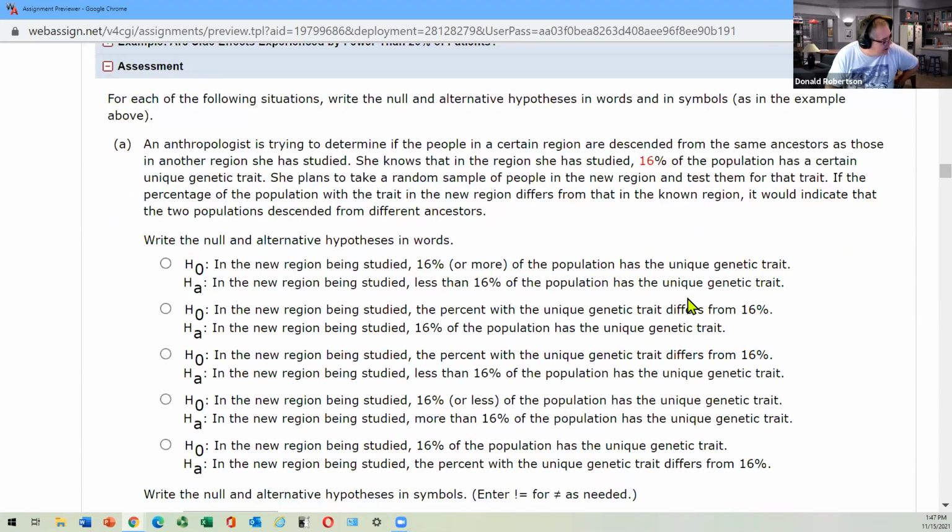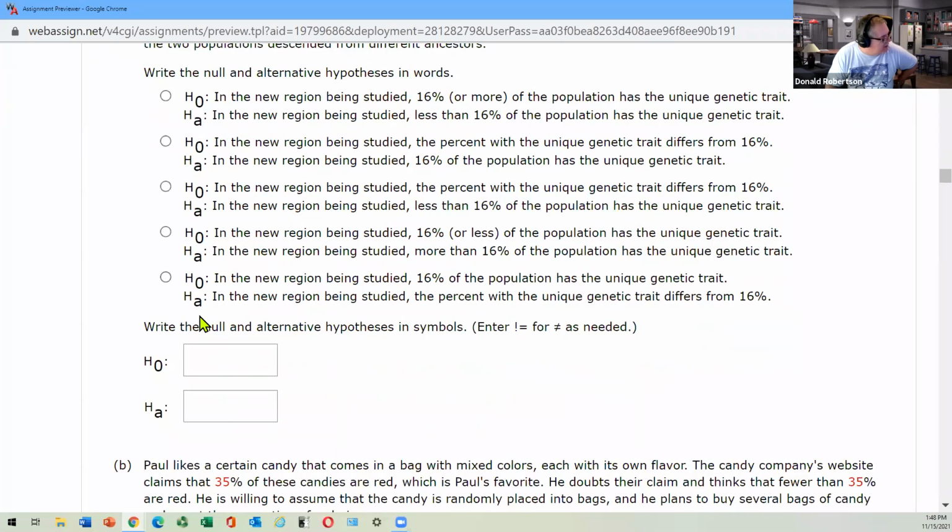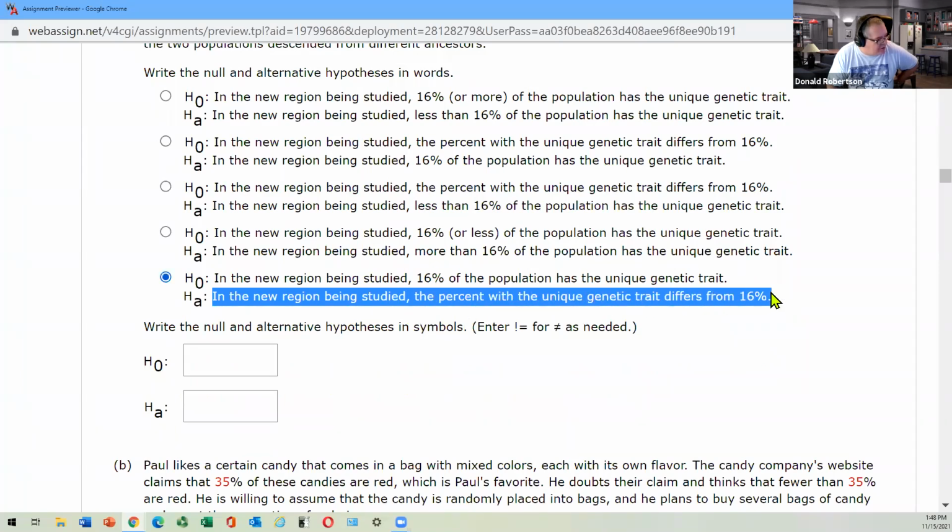Now, if you're doing this in English, the null hypothesis is one of these, and the alternate goes with it. I'm going to go for the alternate. And isn't that a not equals story? So in the new region being studied, less than, not going to use you. In the new region being studied, 16 have it, not going to use you. In the new region, less than, not going to use you. In the new region, more than, not going to use it. That's the only one that, as far as I can tell, uses the word different from 16%. Agreed?